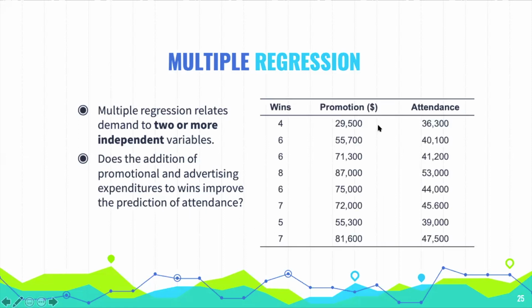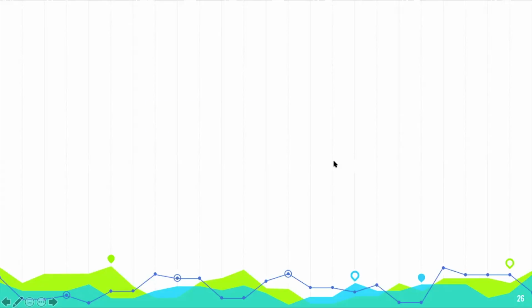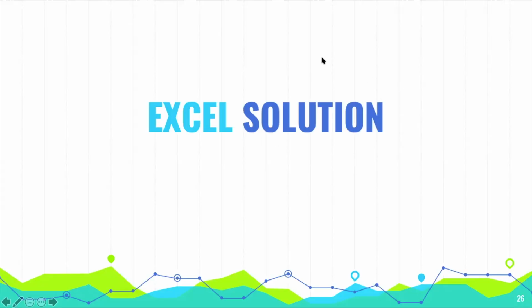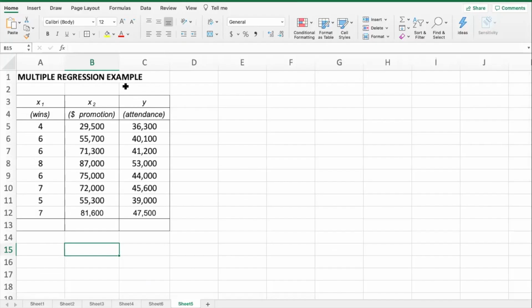So for example, eto, meron na tayong dalawa ng X, meron ng wins, meron pang promotion. And then this is the attendance. Okay? Let's see kung mag-i-improve ang ating correlation coefficient and the coefficient of determination. For this one, let's just do the Excel solution agad. So let's go back to Excel. So for example, ito na yung wins, ito yung promotion, at ito yung attendance.